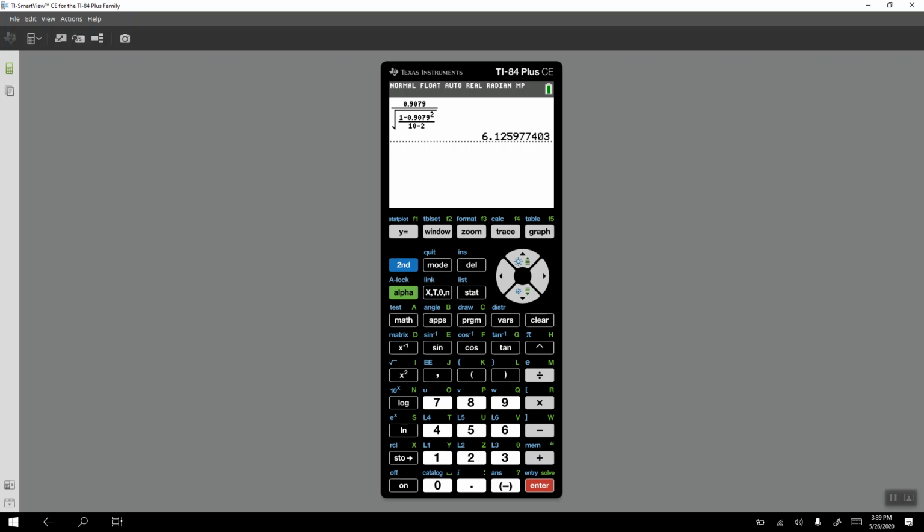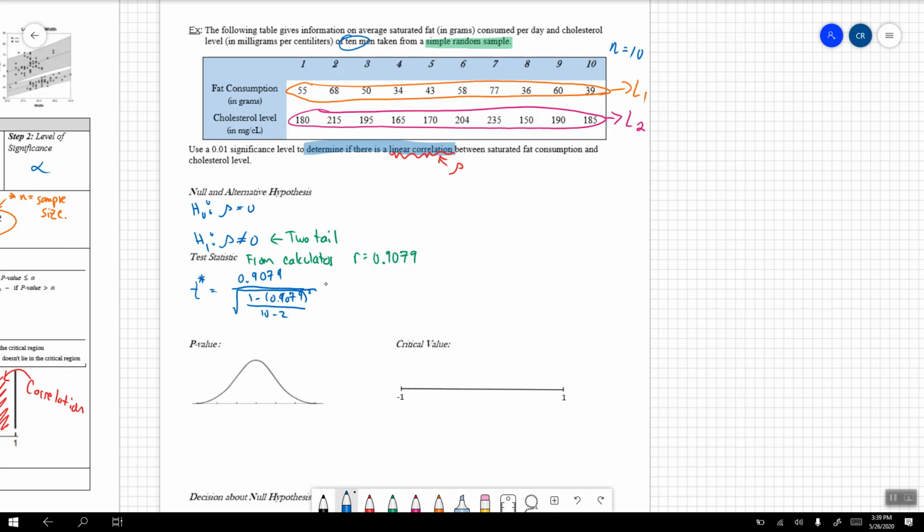So let's go back and write that down. Here we are. So according to the calculator now, we get 6.13. Awesome. So we now have that test statistic that we are looking for. Now, the test statistic, this is what we use in order to do this test using the p-value method. So in here, I'm going to say we're going to need it for the p-value method.